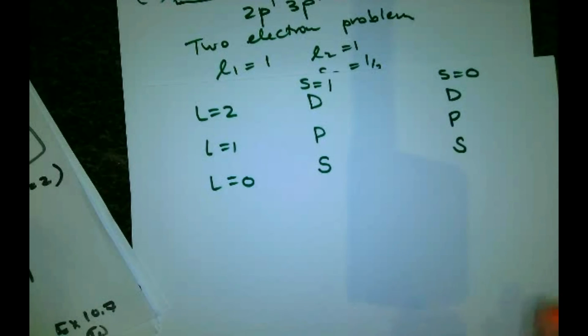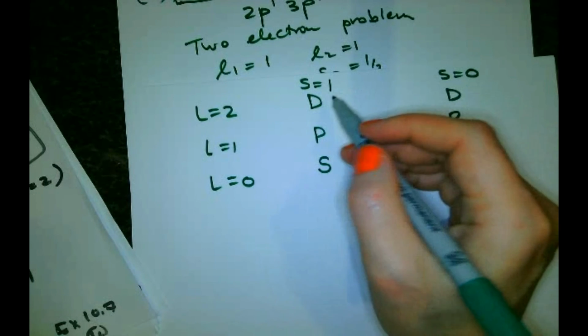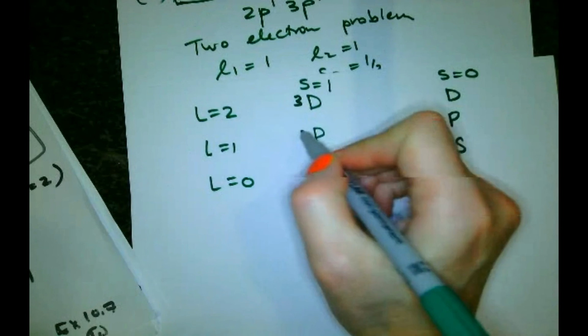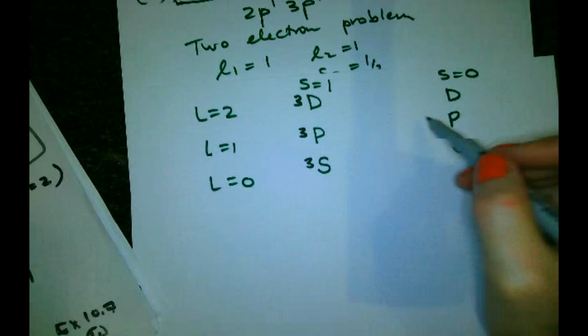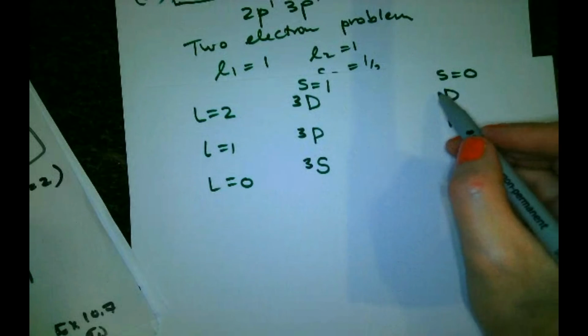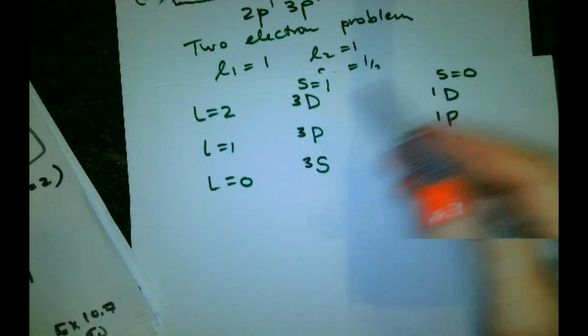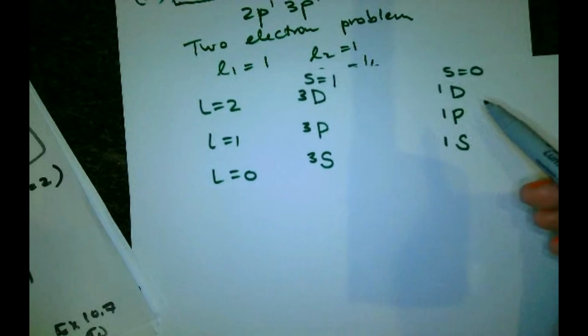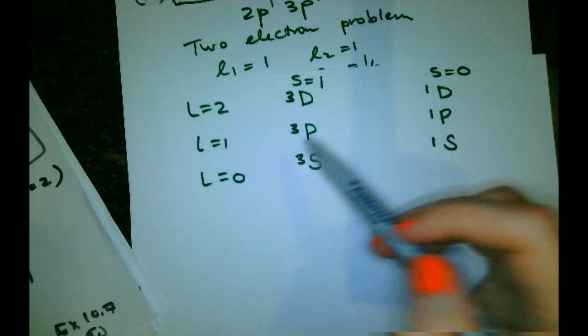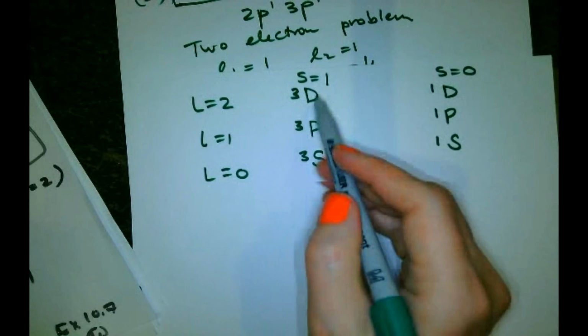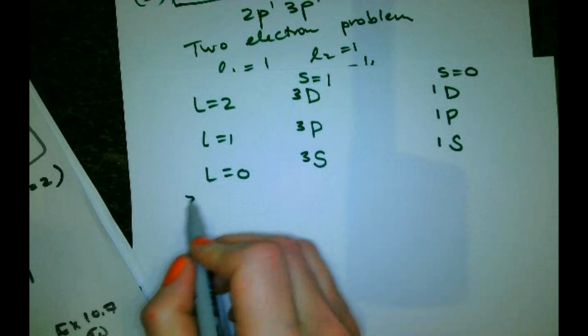So the multiplicity for the spin equal to 1 scenario we said is 3. The multiplicity for the spin equal to 0 scenario is 1. So this is what we're dealing with. Now we have to couple all of these. Let's start with the 3D term.